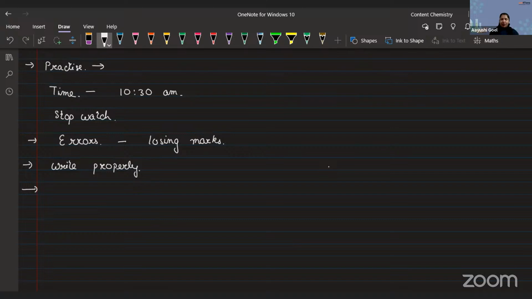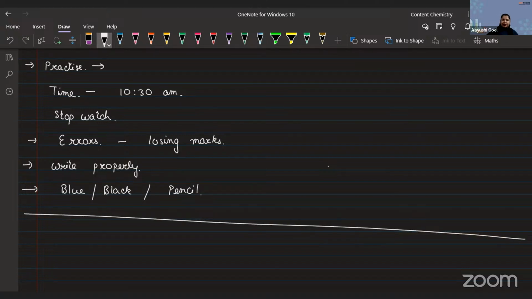If you want, you can use a blue pen, a black pen, or a pencil. Not more than that. Don't use any fancy colors. Just go with blue, black, or pencil. My reference to you is, if you are using a blue pen, it's well and good. If you are using blue and black pens, that is also well and good. Just try to keep spaces between the answers, leave lines, underline everything, and after giving the points, just put a line there.